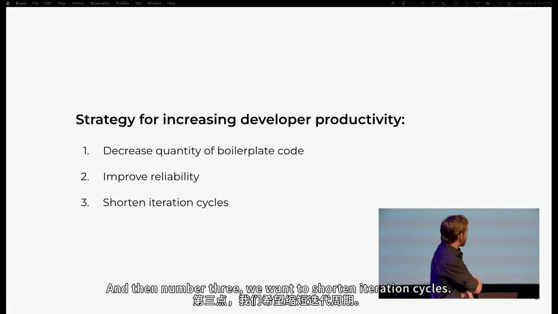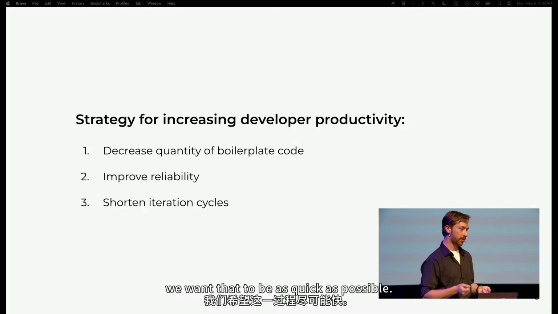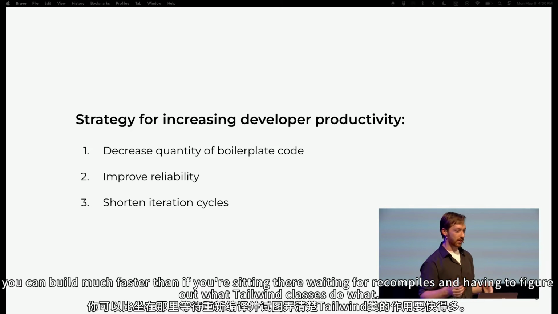And then number three, we want to shorten iteration cycles. So going from idea to what's on the screen, to you wanting to tweak it, back into the code base, we want that to be as quick as possible. When you're really in the flow, you can build much faster than if you're sitting there waiting for recompiles and having to figure out what Tailwind classes do what.